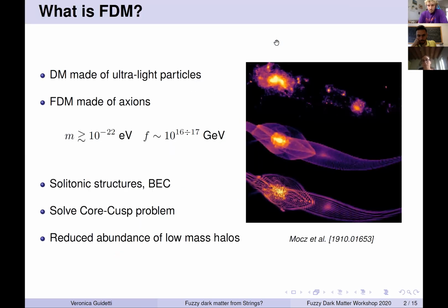I know that fuzzy dark matter doesn't need an introduction in this workshop, but let me warm up by explaining just a few things about it. Fuzzy dark matter should be a form of dark matter made out of ultralight particles, and in one of its prominent versions it is made out of axions whose mass should be around 10 to the minus 22 electron volt, and which should also have a high decay constant, around 10 to the 16, 10 to the 17 GeV. The nice thing about fuzzy dark matter is that these axions are usually produced by the misalignment angle, so they are naturally cold, and they can develop solitonic structure through Bose-Einstein condensation. This kind of dark matter can then solve the core-cusp problem and also other problems like the missing satellite problem, reducing the abundance of low mass halos.